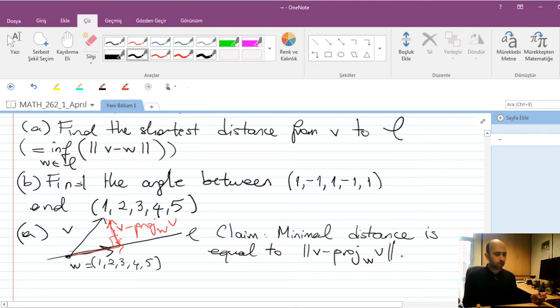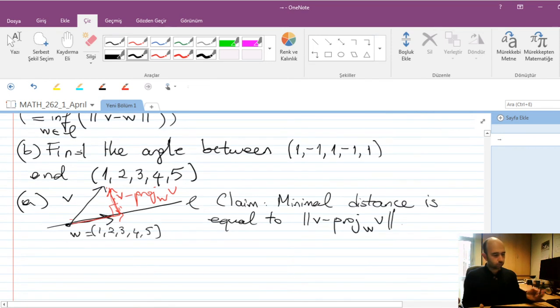It's not too hard. Well, let me say it in words and try to write it down. Select another vector along L, let's say some U. Look at the difference between V and U. You'll get some kind of right triangle here. Then you have to use Pythagoras rule. Okay, that's kind of the proof. Try to make it explicit.